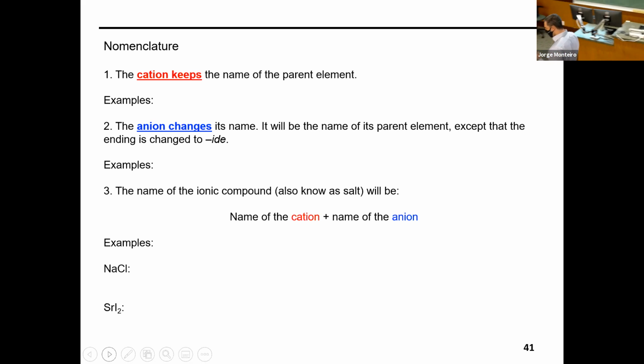Okay, so you need to know how to write the formula, and from that, give the name of the compound. And vice versa. From the name of the compound, you have to be able to go backwards and write the formula of the compound.